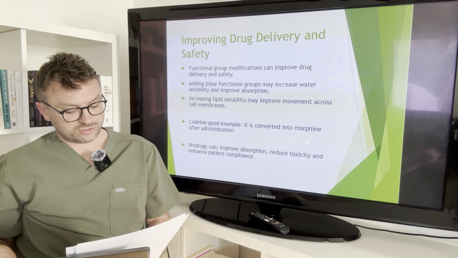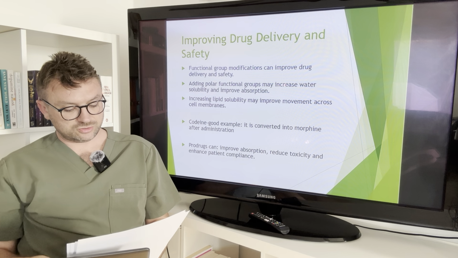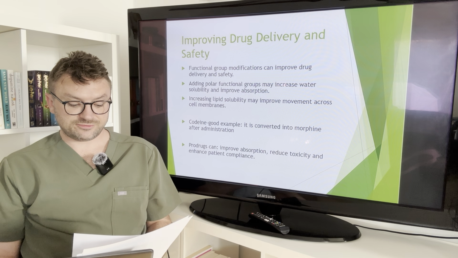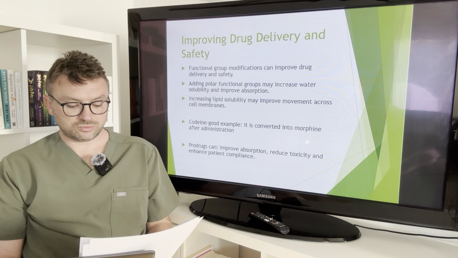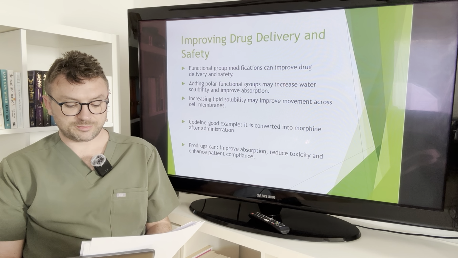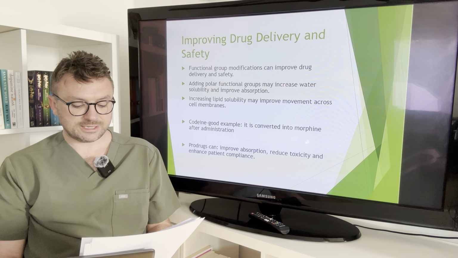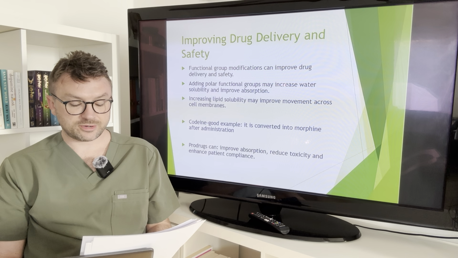Now, improving drug delivery and safety. Functional group modifications can also improve drug delivery and safety. Adding polar functional groups may increase water solubility and improve absorption. Increasing lipid solubility may improve movement across cell membranes.